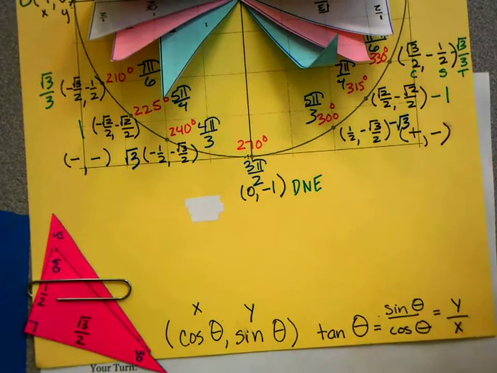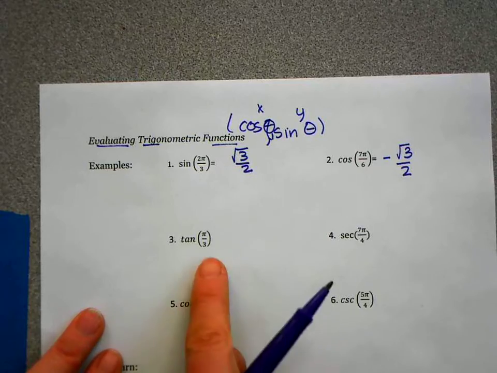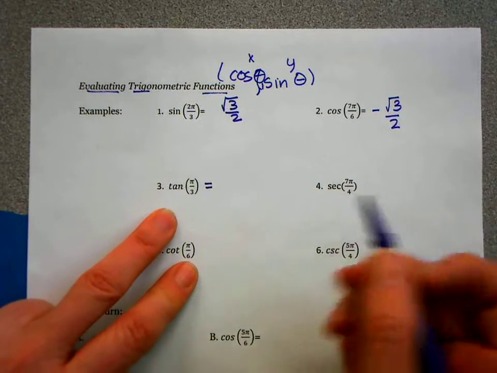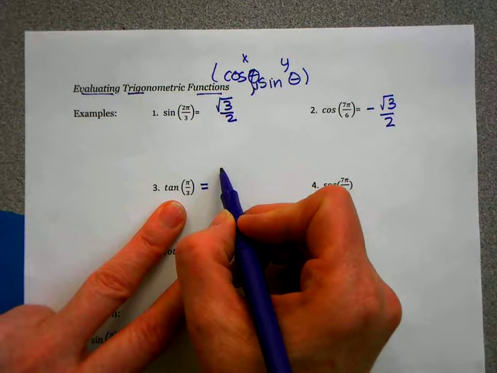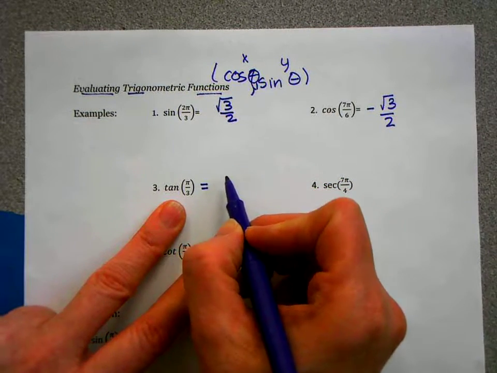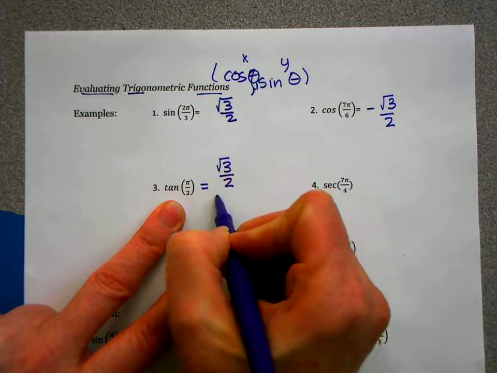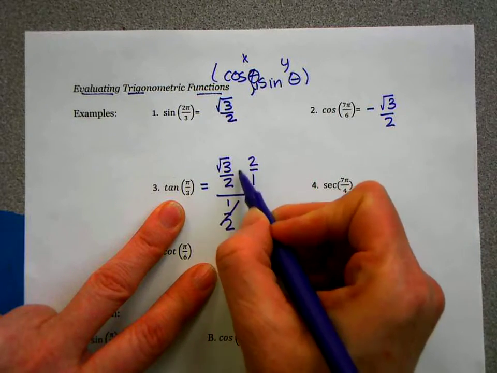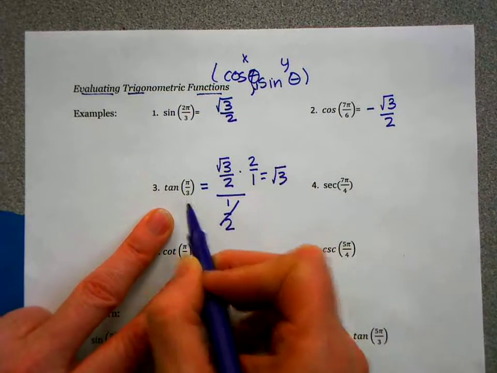So, for tangent of pi over 3, we're going to just do the math. We know that the cosine of pi over 3 is 1/2, and the sine is radical 3 over 2. So we're going to put the y value, radical 3 over 2, and multiply by the reciprocal. So cross that out, you're multiplying by the reciprocal of that, and you get radical 3. So the tangent of pi over 3 is radical 3.